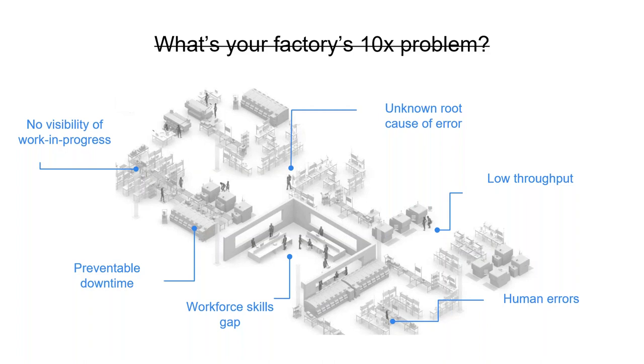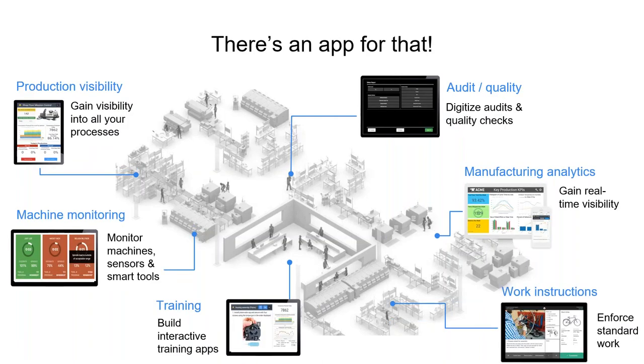Or maybe your machines are running at 40% OEE. They're running lower than you would expect, and you just don't quite know why. So these are all examples of the types of challenges that our customers see every single day. And the only way you're going to get that 10x problem is by enabling the people who are responsible for these operations to solve all of these problems in parallel in a decentralized fashion. And so how do you do that?